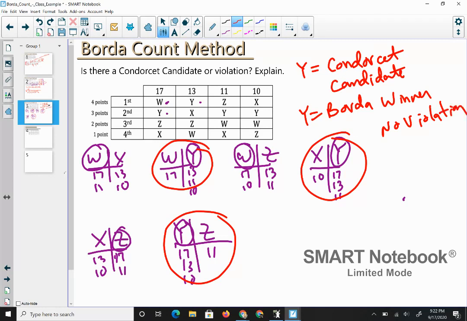If we selected our winner by plurality, then W would have won by the plurality method, and that would have been a violation because we'd say, well, Y beats everyone head to head. W only got 17 votes. That was more than anyone else with first place votes, but it would not be the better choice. But using the Borda count method, we saw that Y won using the points method, and that matches the Condorcet outcome. So we're satisfied with the results, and we say there's no violation because these two match.